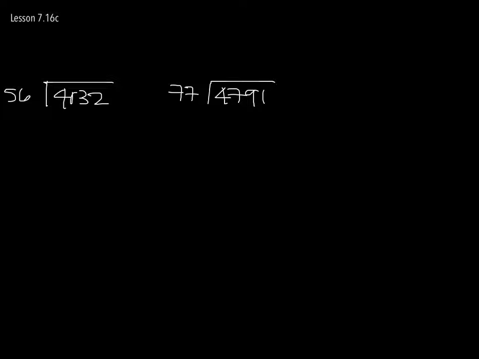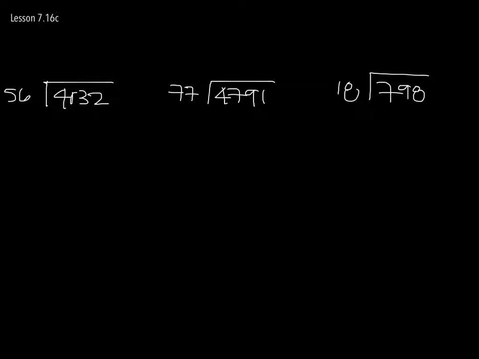Alright, for our third video, I've got three problems for you. First one is 4,032 divided by 56. And then we have 4,791 divided by 77. And finally we have 798 divided by 18. Okay, so take your time, pause the video, solve the problem, and then when you're done, check and see, because I will work through the problems when you're done.